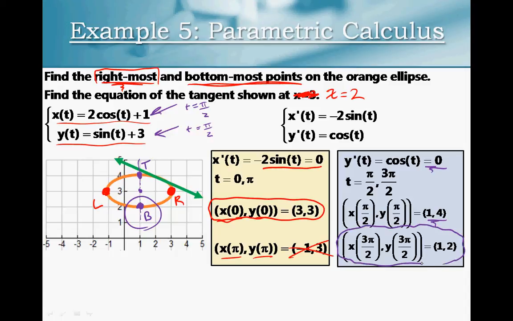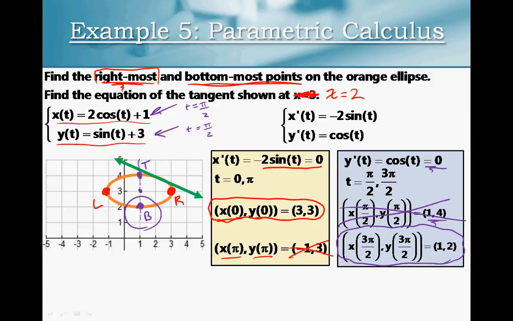(1, 2). And (1, 4), we're going to throw that out because it doesn't give us the bottommost point. That's another extreme value, but that's the topmost point that we're not looking for.